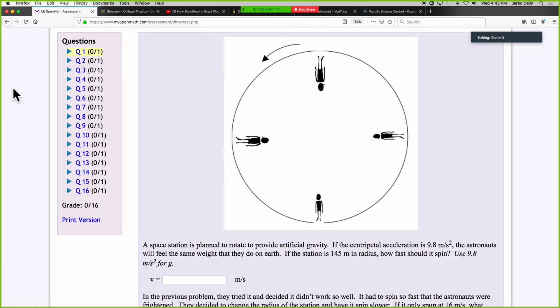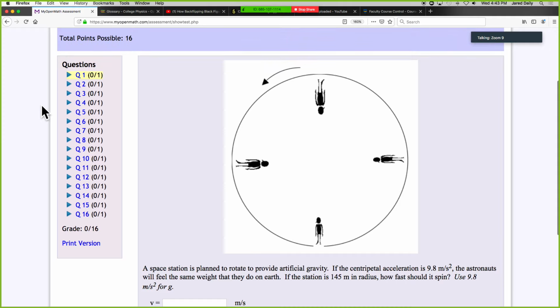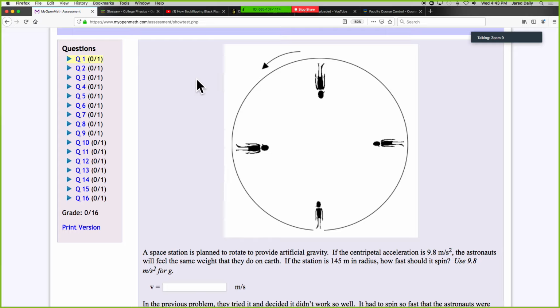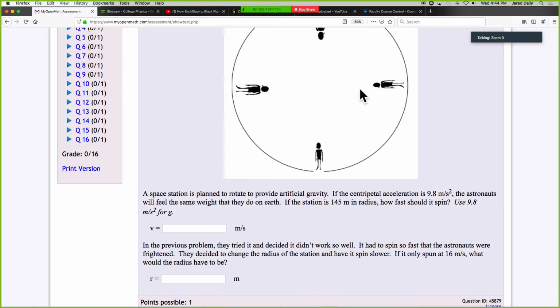All right. Well, this one is a little bit of review, just rotational ideas. I just like it because it's a space station and I'm a nerd. In this one, they have a space station they're trying to put artificial gravity on, 9.8 meters per second squared. They tell us the station is 145 meters in radius, and they want to know how fast it should spin.